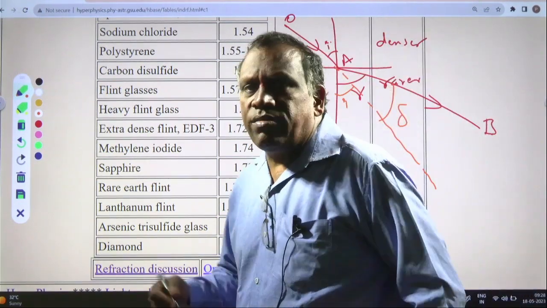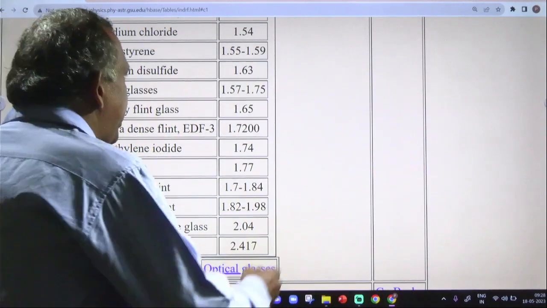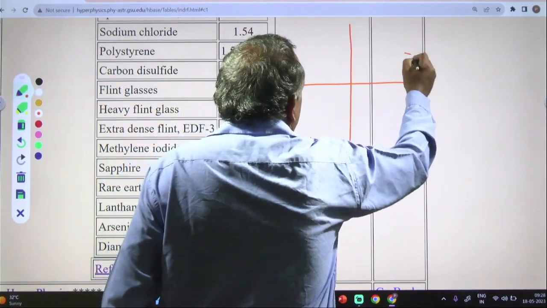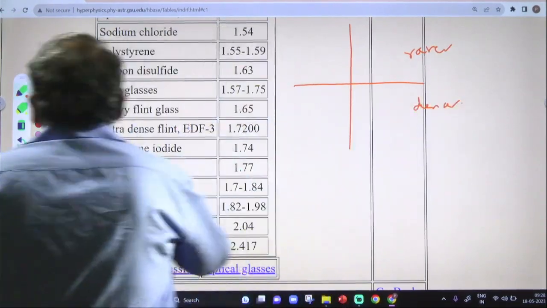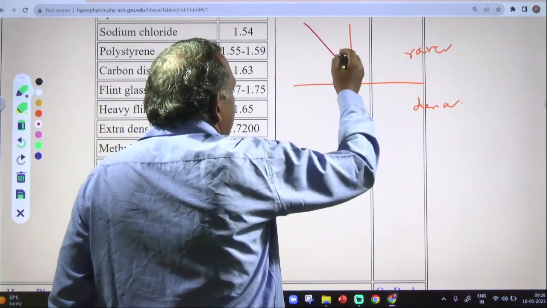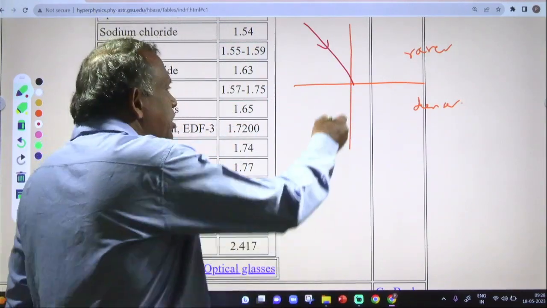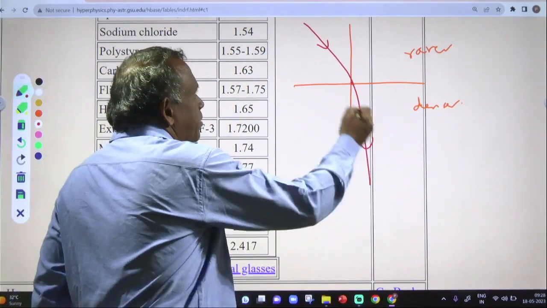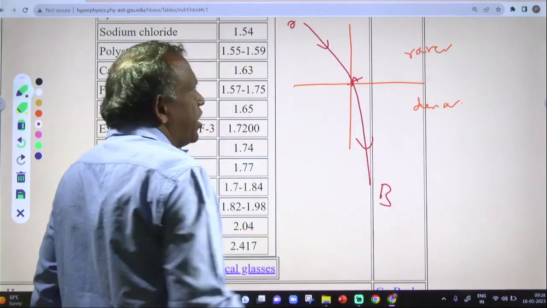Similarly, the reverse concept: when light travels from rarer to denser, let us take this light ray. If the incident ray falls on the surface, it bends towards the normal. This is the refracted ray. Here OA is the incident ray and AB is the refracted ray.